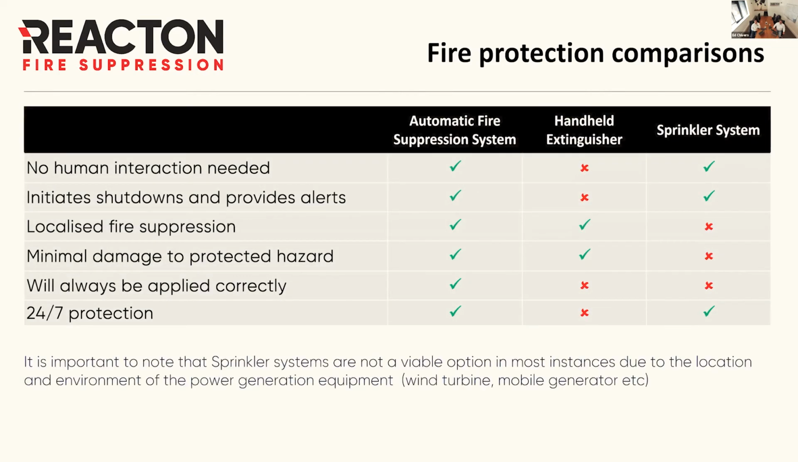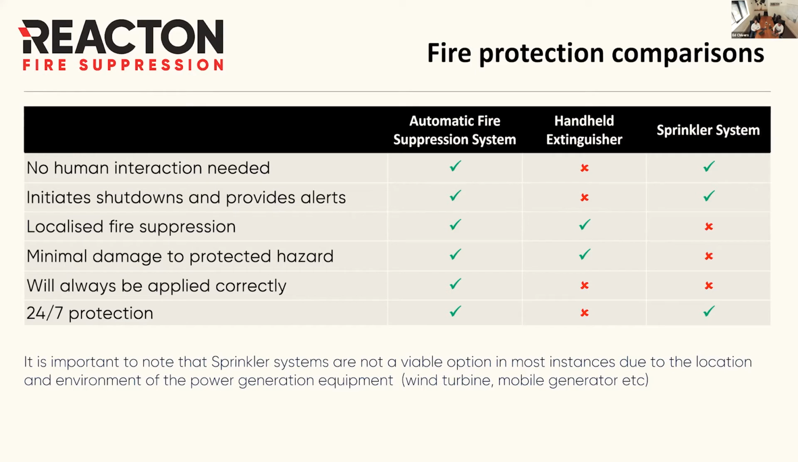What we have here is quite a basic comparison. It's relatively generic, but we're talking about the automatic fire suppression system, so one from Reacton, say, a handheld portable extinguisher, and then a sprinkler system. What I wanted to get out of the way first is the point at the bottom there, that sprinkler systems aren't really a viable option for wind turbines or even your mobile generators, because they're mobile. Sprinkler systems are usually for your building. So it's not really the best comparison to have.